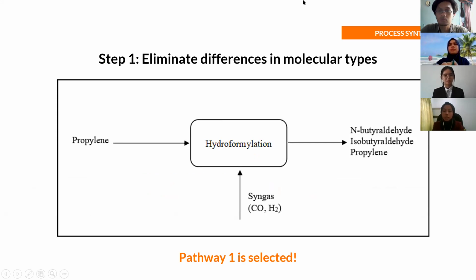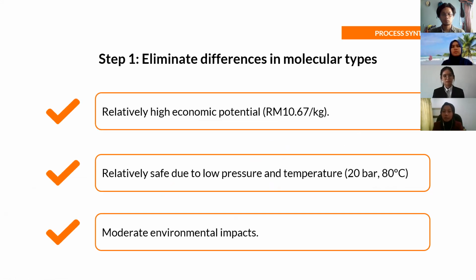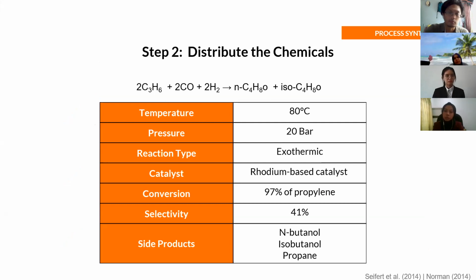So the first step is eliminate differences in molecular type. This process is basically finding the best pathway for our reaction by considering all factors. Actually this part has been explained by my friend earlier, so I will summarize it again. The best pathway is path 1, which is hydroformylation of propylene. It is because it has high economic potential, is safe due to low pressure and temperature, and doesn't really affect the environment. So I will go to step 2, which is distribute the chemicals.